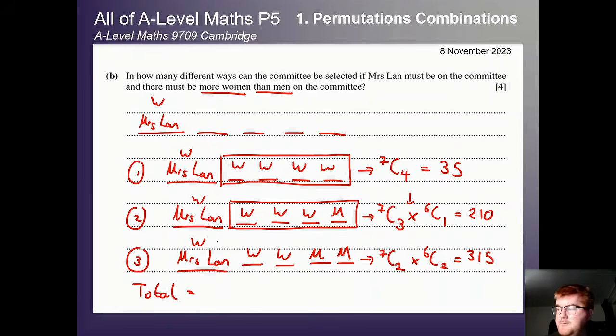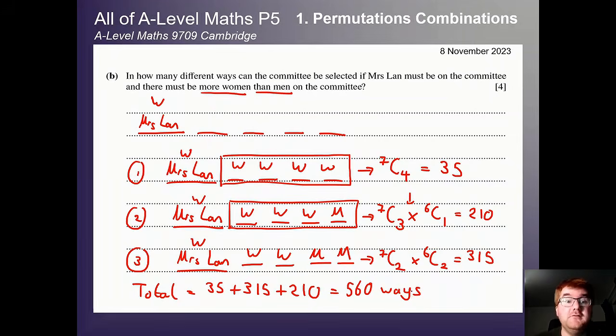So if we total 35, 315 and 210, so we add those previous answers together, and we get 560 different ways. Sometimes you'll just need to break down that problem into all the different scenarios where these things can happen and then add the results together.